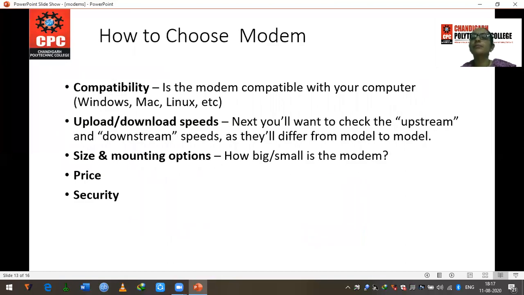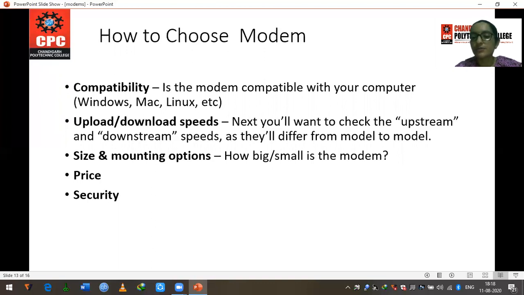Now, the next question arises: how to choose a modem. First, we must know about the compatibility. Is the modem compatible with your computer, that is, your Windows XP, Windows 7, Mac, etc.? What are the uploading and downloading speeds of your modem? Next you will want to check the upstream and downstream, that is the uplink and downlink speeds, as they differ from model to model.